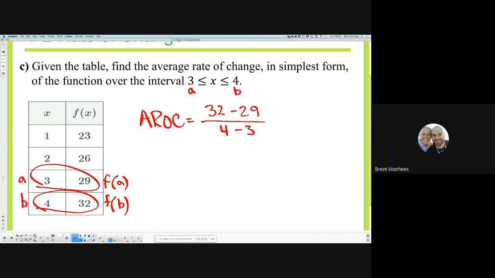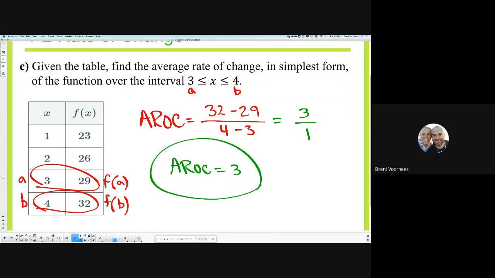Let's simplify. What is 32 minus 29? 3. And 4 minus 3? 1. So what is our AROC? 3. Said another way, the slope of this curve between the x values, the interval 3 to 4, the slope would be an average of 3. A straight line secant with a slope of 3 that intersects the 2 points perfectly. That's what that means, what we just solved for.